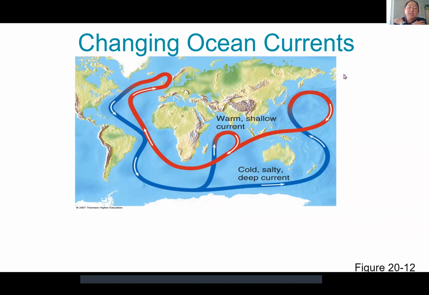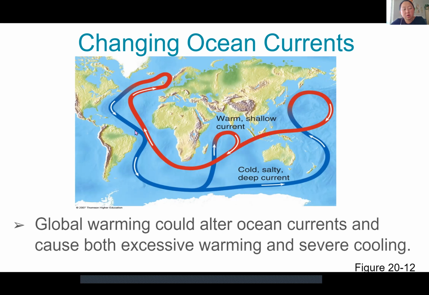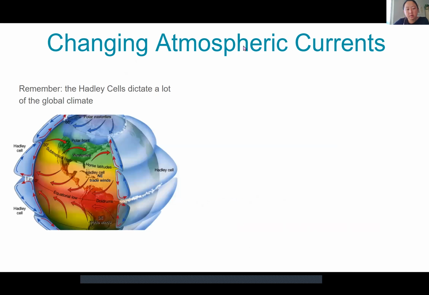There's also the changing ocean currents. The ocean currents influence one another and the atmospheric movement. And so global warming could alter ocean currents and cause both excessive warming and severe cooling, depending on the ocean currents, because it influences the temperature of the air around. And if the ocean currents are being changed, then it's going to change the atmospheric currents as well.